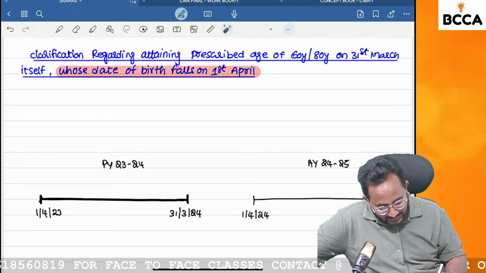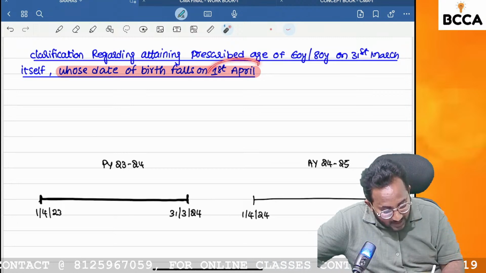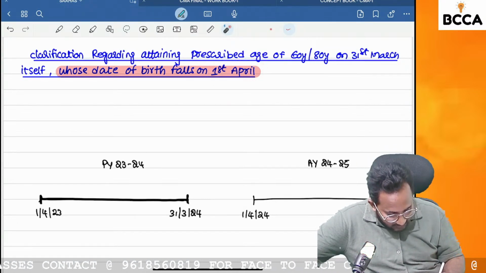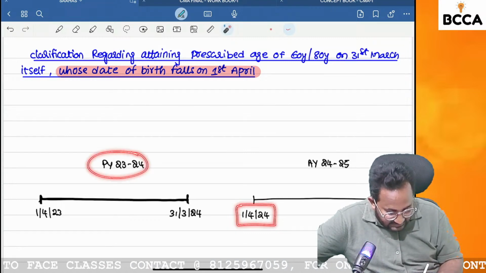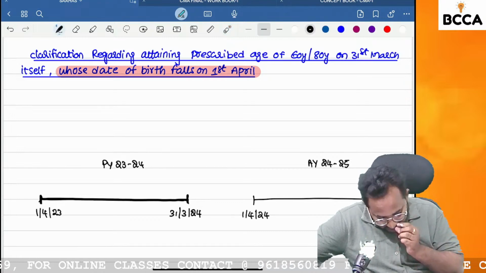So this circular is applicable to those whose date of birth falls on 1st April of any year. Because of one day's delay, he loses the senior citizen or super senior citizen status. That is why the clarification was given.